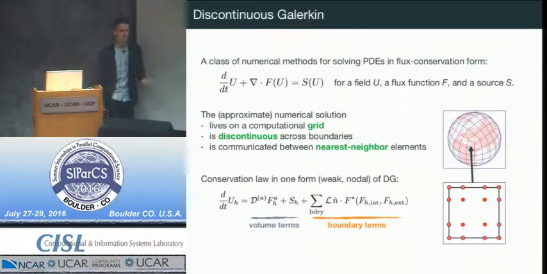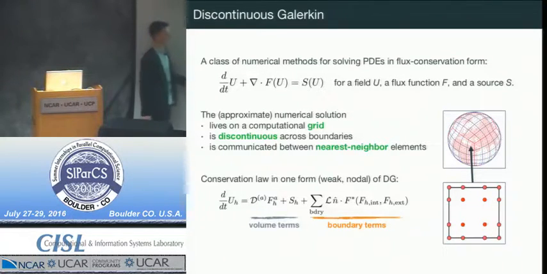So just to give some intuition, if we're worried about maybe conservation of mass, U could be a density, a mass density, and then we'd be looking at the divergence of the flow. So is the flow pushing the matter together or spreading it apart? The discontinuous Galerkin method is going to give us an approximate numerical solution to the true solution. This approximate solution lives on a computational grid.